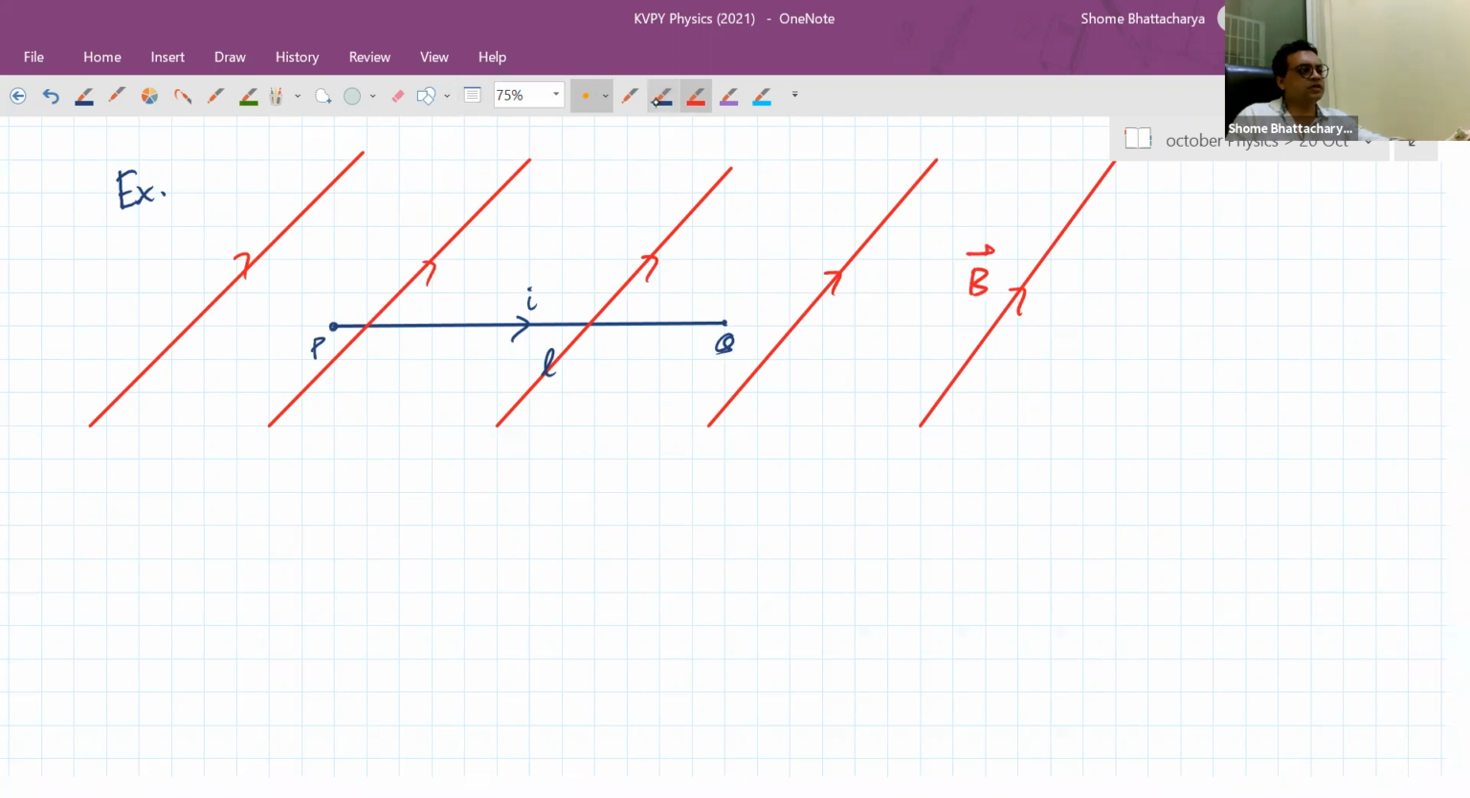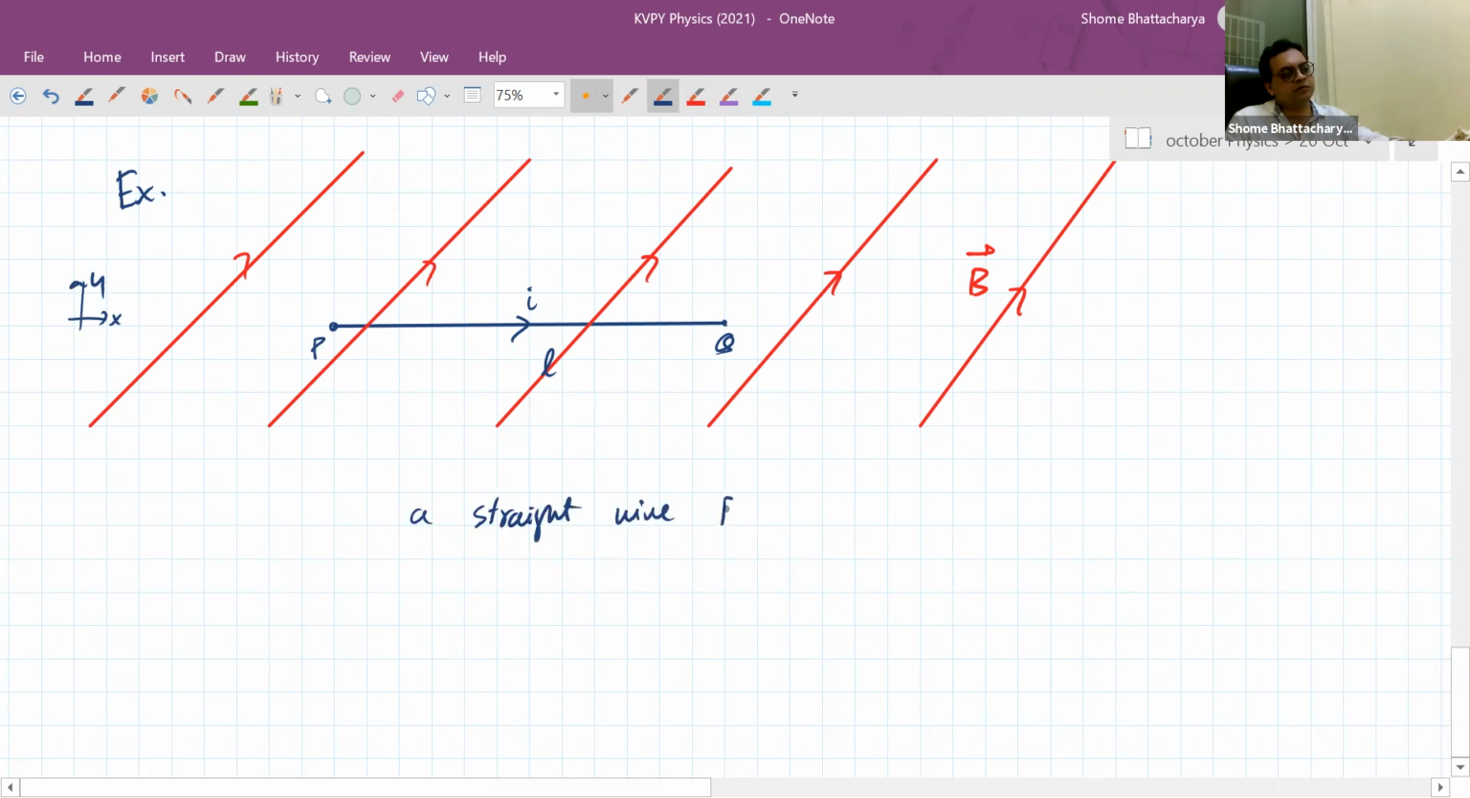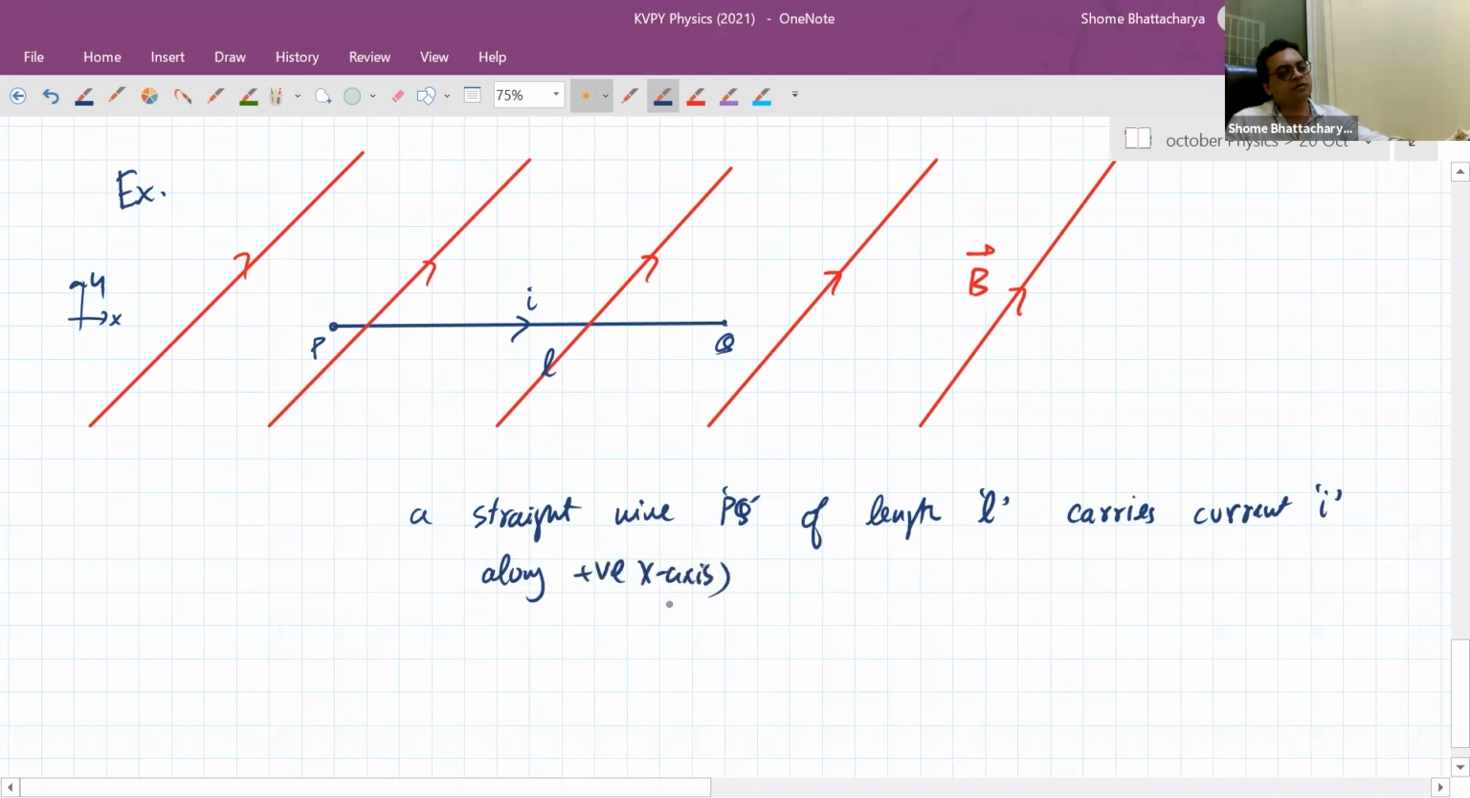Now suppose it is given to us that in this XY system, a straight wire PQ of length L carries current I along the positive x-axis, as you can see in the diagram, from P to Q. So we've just arranged the system in such a way that current is being generated at the point P and the wire is carrying it to the point Q, where that current is getting absorbed.